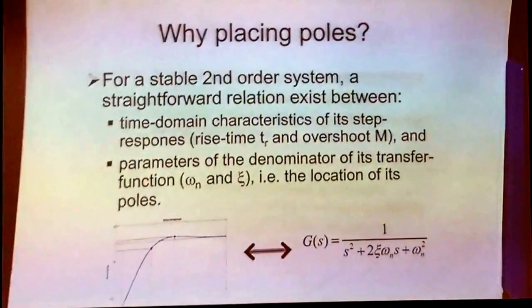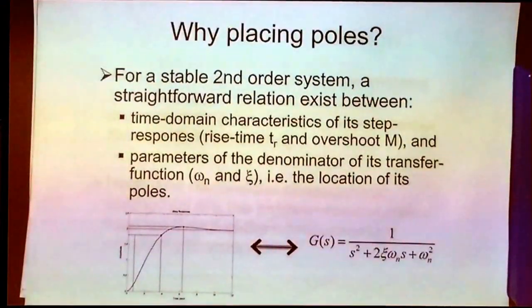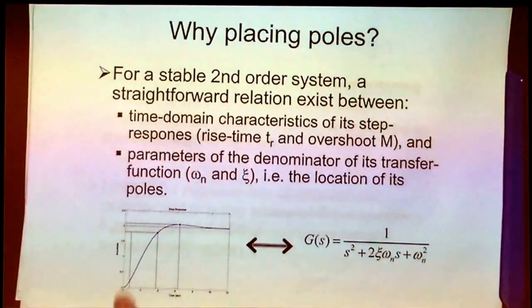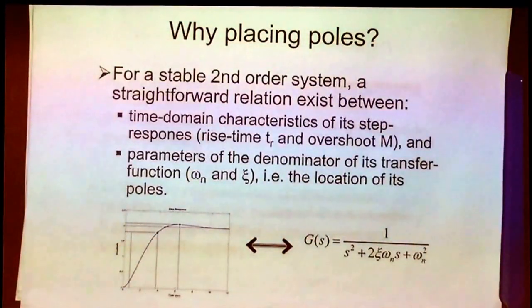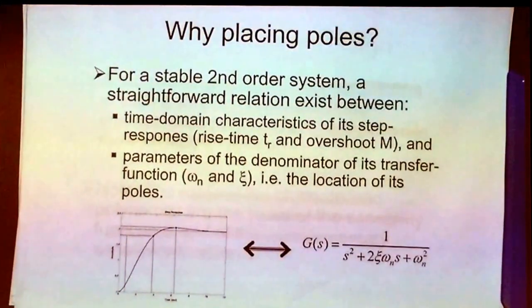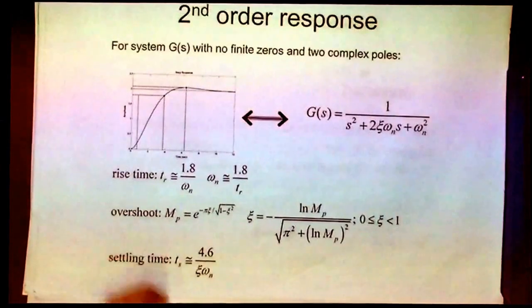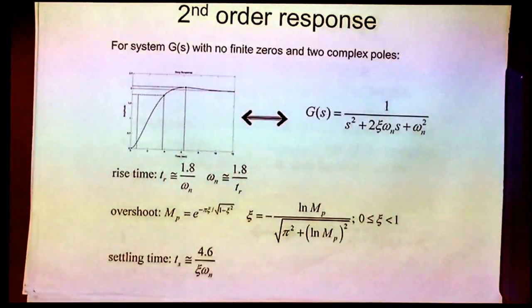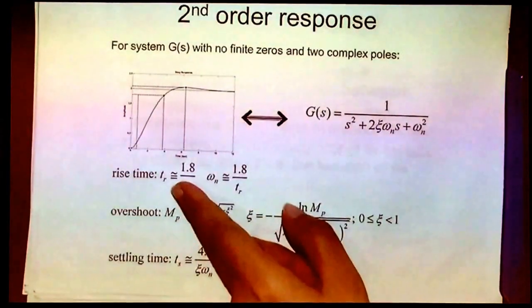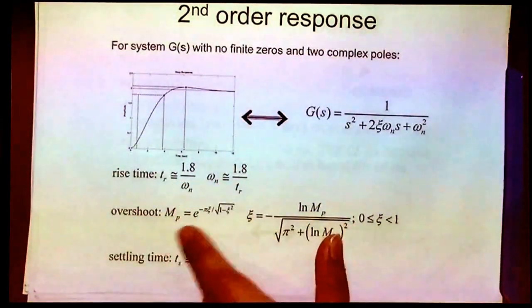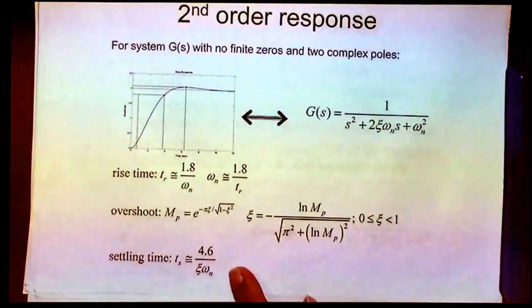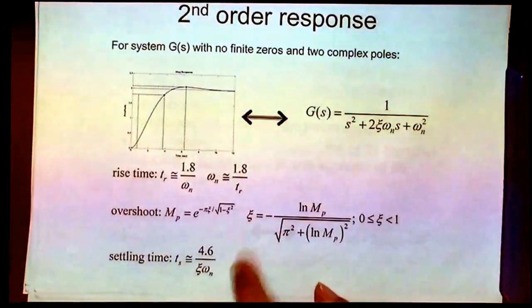Alright? Next is the motivation part. Now, why do you want to place poles? As I said, sometimes you want to influence the rise time. Sometimes you want to influence the overshoot. Sometimes you want to influence, what do you call it, TS, the settling time. Yeah? Okay, and this is given to you. And why is this important? Because in the question, we often tell you to design C such that rise time is 0.5, overshoot is 1%, and settling time is 2 seconds. Alright? So from there you can actually do your design.